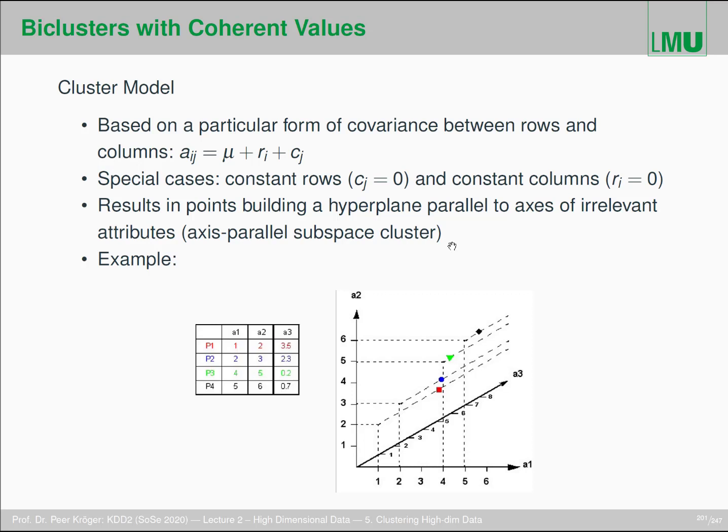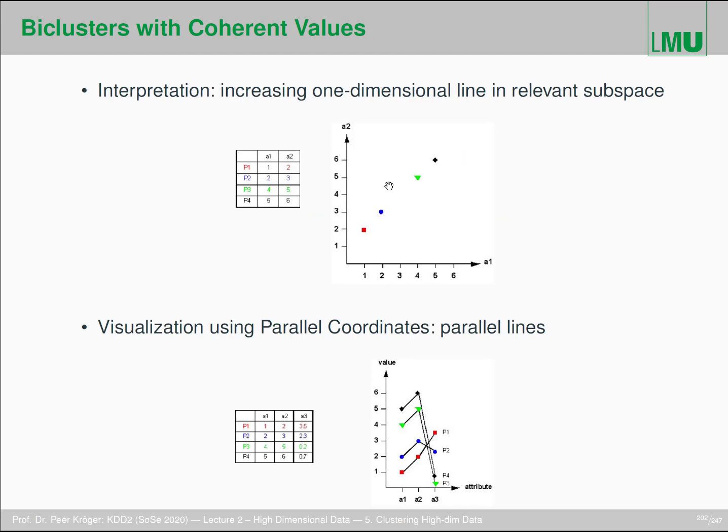But again, the pattern in the relevant subspace, as you can see here, is again not necessarily what you expect, but again something like on a common line, which need not be the bisecting line anymore, but they are increasing. They are on an increasing, well, not one-dimensional line, but if you have k relevant attributes, it's an increasing k minus one-dimensional hyperplane in the relevant subspace.